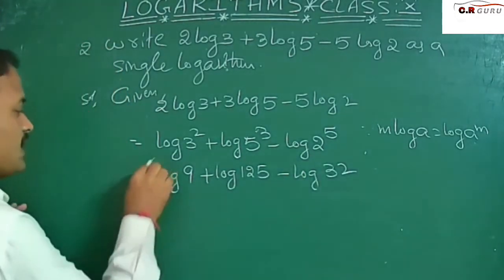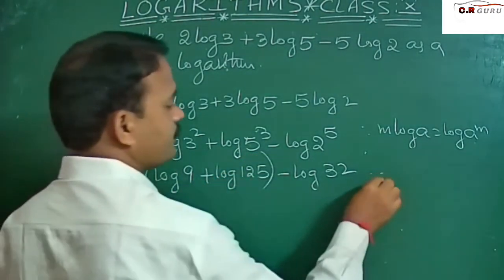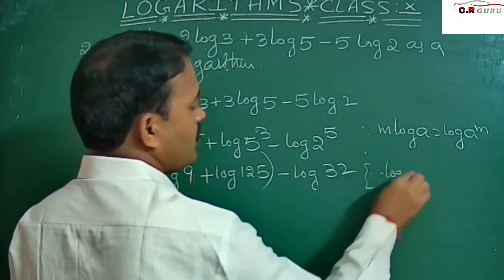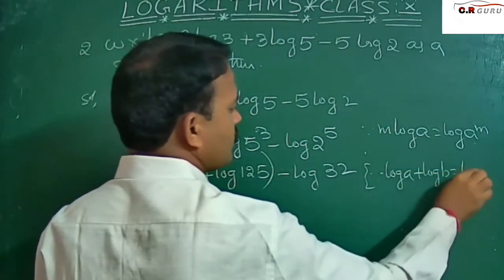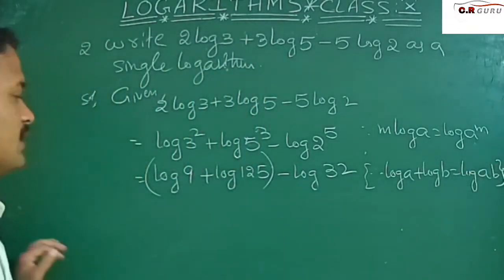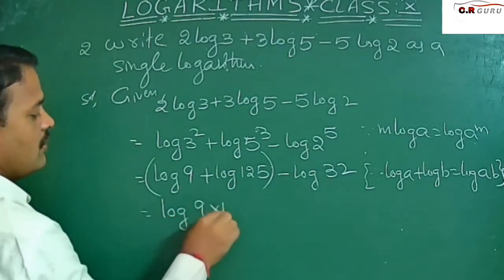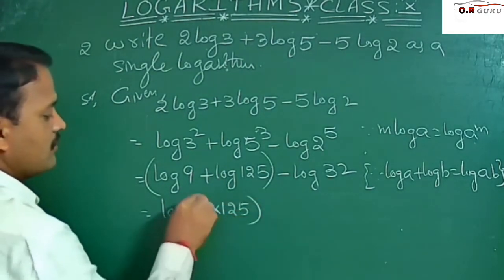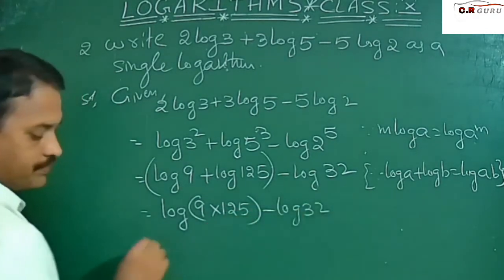So just take these two terms in one bracket, but it is in the form of log a plus log b is equal to log of ab. Now based on that, that equals log of 9 into 125 minus log of 32.